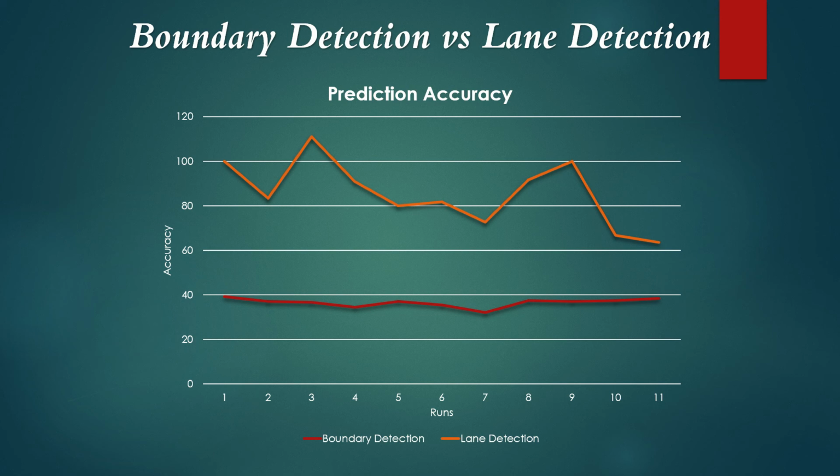Since the boundary detection detected way more sensors than were actually triggered, the accuracy is really low, like about 35 to 40%, whereas lane detection had a really high accuracy, maintaining about 80 to 90%, since it was nearly precise towards the prediction.